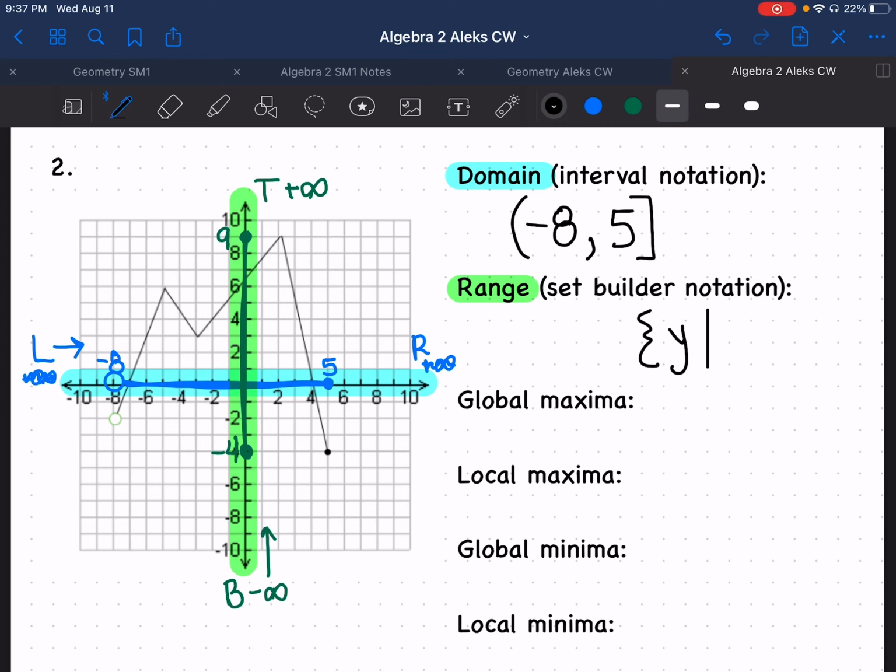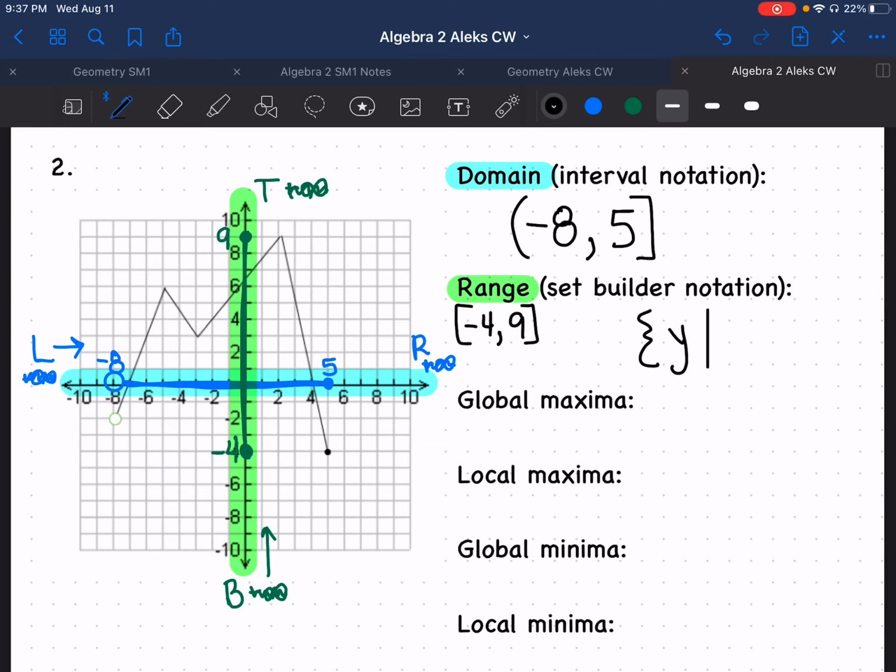I'm going to put the bottom number that I see. Remember, it's not negative infinity, and we're not using positive infinity because this graph is going between 9 and -4. So I would put -4 first because it's towards the bottom, comma 9. Both of them are closed. Look at both of them. Both of them are closed. So I'm going to go ahead and use a bracket and a bracket.